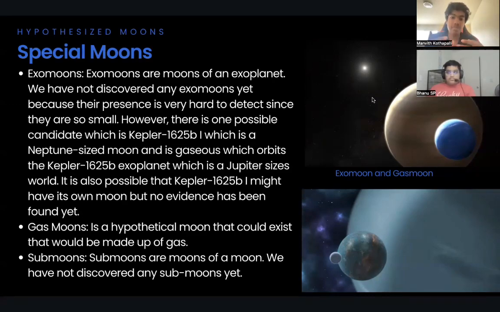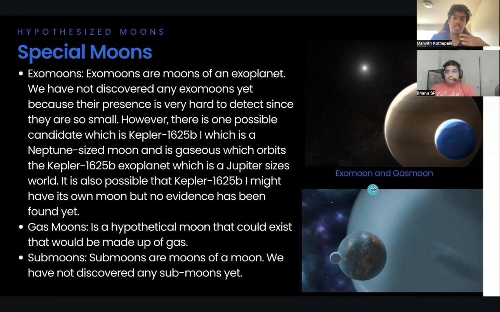Gas moons are hypothetical moons that are made up of gas, while submoons are moons of a moon, and we have not discovered any submoons yet. And the candidate we were talking about earlier, Kepler 1625b I, might be a gas moon, and that moon also might have a submoon, which we don't know yet.